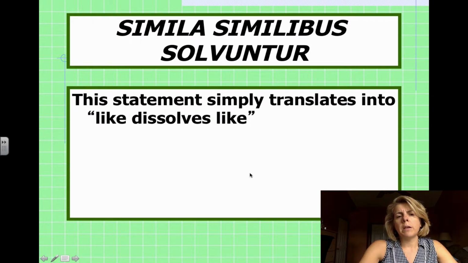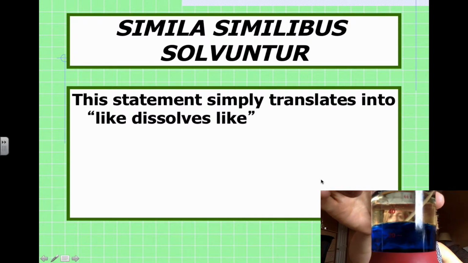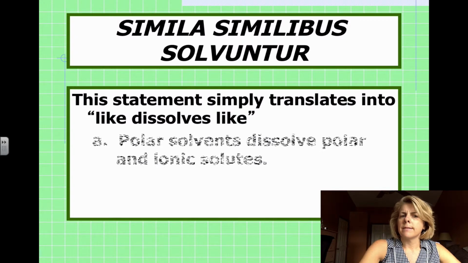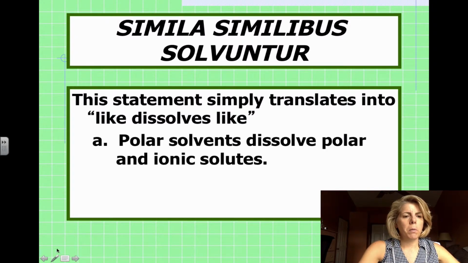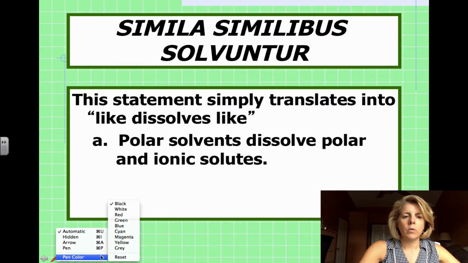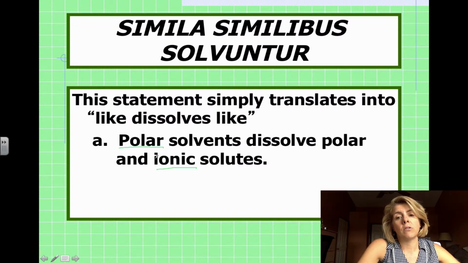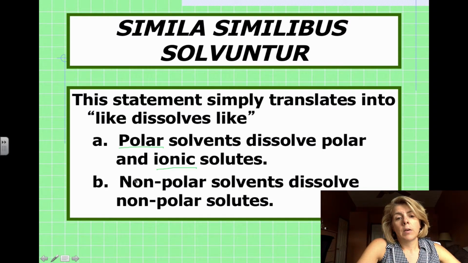Okay, so you may hear the term "like dissolves like." That's a good rule of thumb. So what I just showed you here is that sugar will not dissolve in oil, it'll only dissolve in water. Same thing. So anything that is polar, once you identify its polarity, you can determine whether or not it's going to dissolve. Now, just to let you know, polar solvents will also dissolve ionic solutes. So if I was to put salt in that beaker that I just showed you, it would dissolve in the water, not the oil.